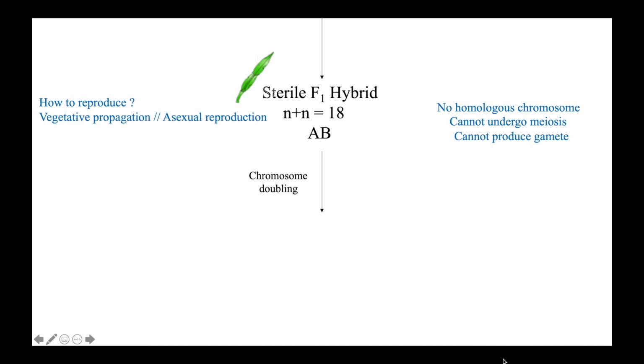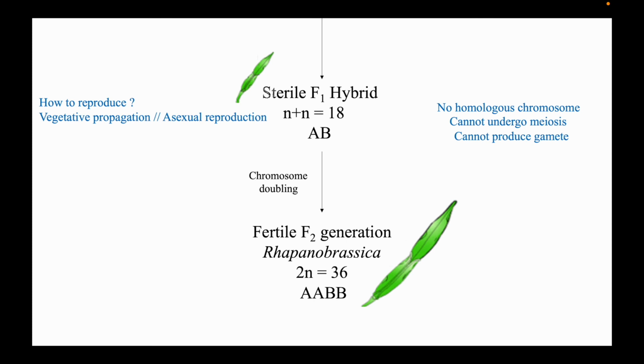The process of chromosomal doubling on the sterile F1 hybrid will result in the production of a fertile F2 generation known as Raphanobrassica. Since Raphanobrassica is fertile and forms a completely different species, the ploidy level is back to 2n. Since Raphanobrassica is produced by chromosome doubling of the sterile F1 hybrid, its total chromosome number becomes 36, and the chromosome set becomes AABB.